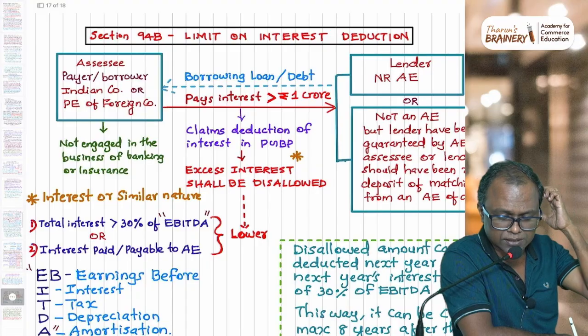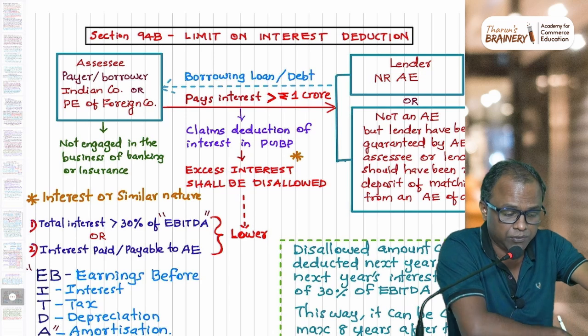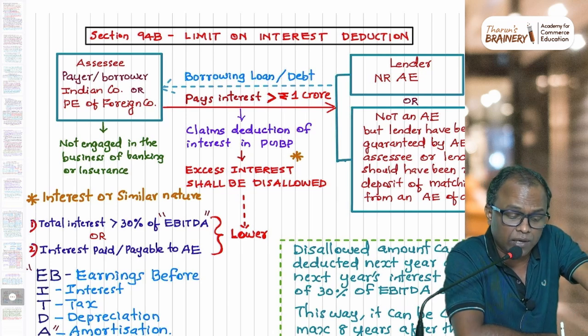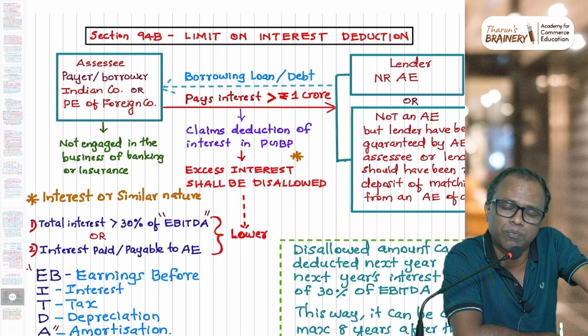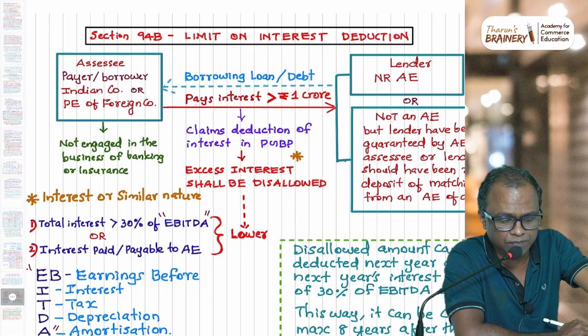And the total interest paid or payable exceeds rupees 1 crore to AE. And we are claiming that interest deduction under PGBP. That means as per the provisions of PGBP, it is an allowable expense. That interest is allowable. To claim an interest under PGBP, basically there are two conditions. Number one, that loan amount must be used for the purpose of business. And second one, when we are paying interest to a non-resident, we have to deduct TDS. So PGBP provisions are complied. So this is an expense allowable under PGBP.